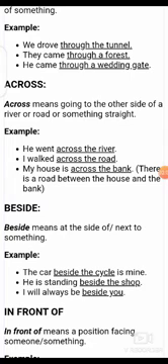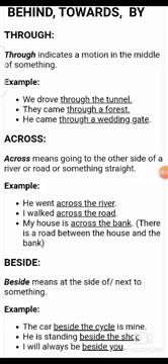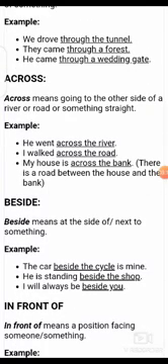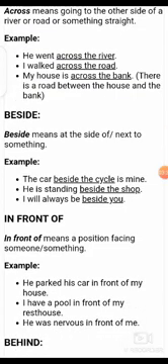If there is a hole in a wall and you throw the ball through that hole, then again you can use through there, because something is in motion through the middle of that hole. Across is used when you are going from one side to the other side of a thing, especially a road. Across means going to the other side of a river or a road or something straight. If you're on the right side and you want to go to the left side, you will say I go across.